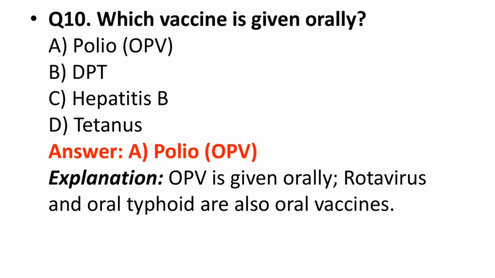Which vaccine is given orally? Option A polio, option B DPT, option C hepatitis B, option D tetanus. The correct answer is option A polio. Oral polio vaccine is given orally. Rotavirus and oral typhoid are also oral vaccines.